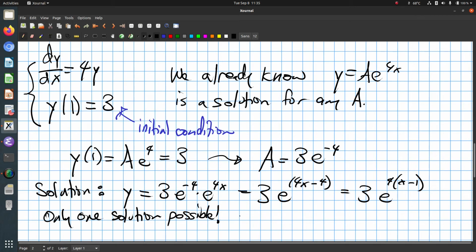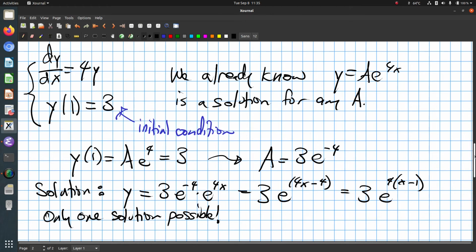With that initial condition. Now, it's beyond the scope of this particular video to explain why I'm able to do this and how I knew that this kind of thing works. But know that it is typically true for most of the kinds of differential equations you'll run across. That is to say, if you add in a bunch of initial conditions, you will reduce the number of solutions that you get. This doesn't always happen, but it very often does.